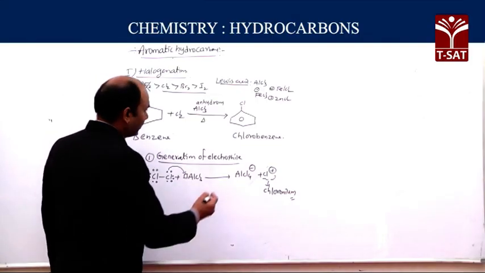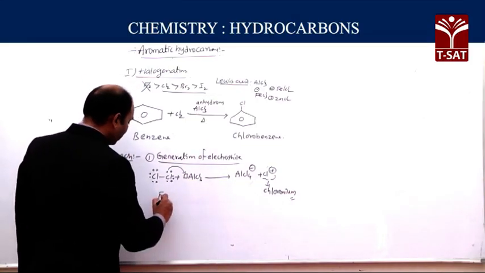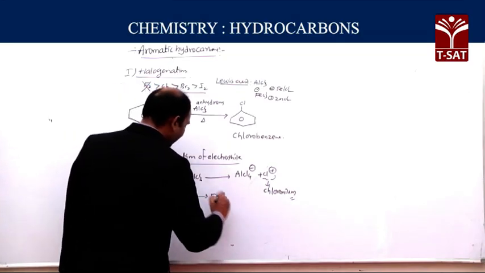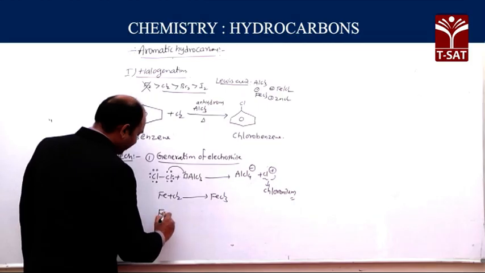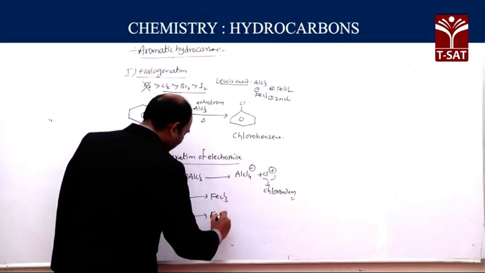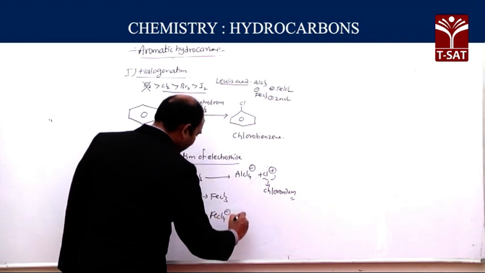Suppose if you take Fe plus Cl2, what happens? Fe plus Cl2 is converted into FeCl3. The formed FeCl3 reacts with Cl2. This is converted into FeCl4 minus plus Cl plus.